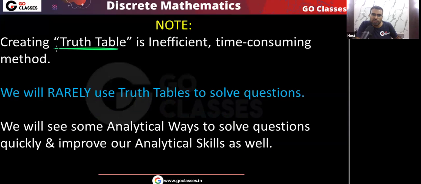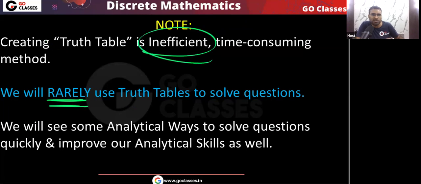So, did you notice one thing? Creating the truth table is a boring and inefficient method. Yes or no? You also agree with me that creating a truth table is inefficient, time consuming and boring. So let me tell you, we will rarely use truth tables to solve questions. We have different ways. Some analytical methods are there to solve questions. Truth tables take a lot of time.